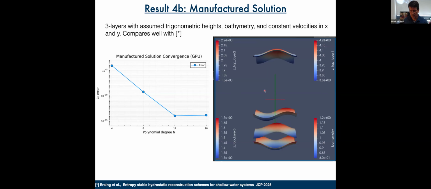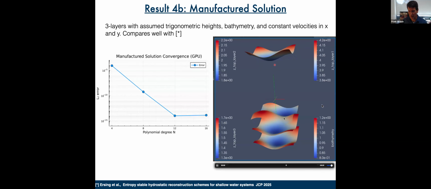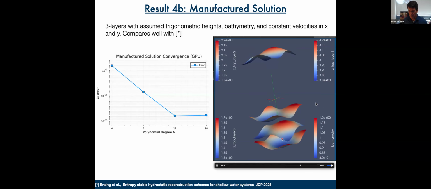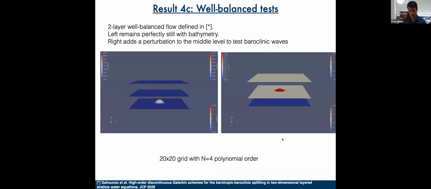And this simulation, let's see if this runs. So this is what the simulation looks like. It's just a bunch of trig functions moving around, right? So very pretty. So you can see the three layers here, layer 1, layer 2, and layer 3. And I'll let it finish out there. 3 minutes, okay. All right, and then we did a well-balanced test.